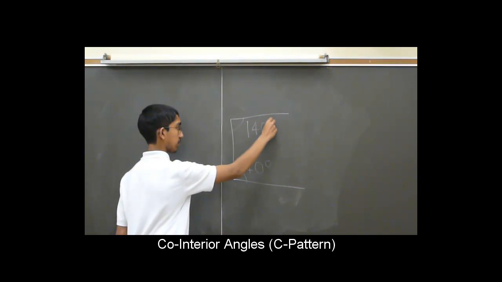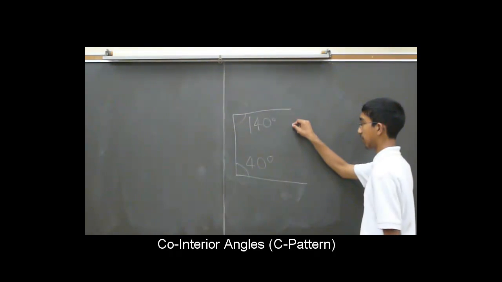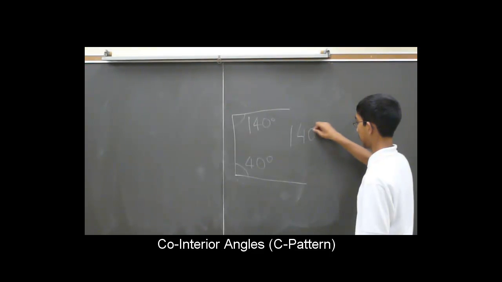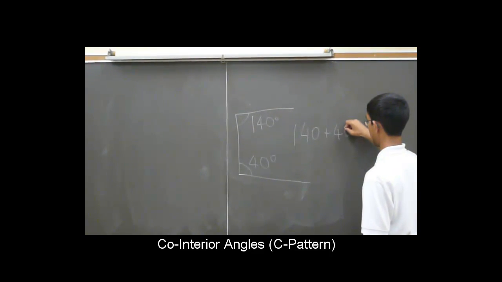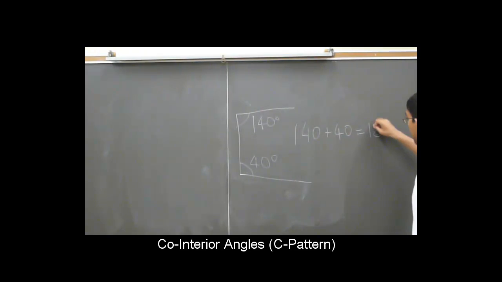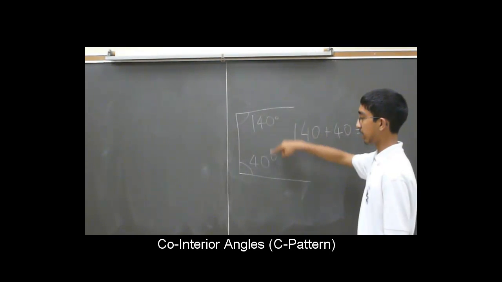This is because 140 plus 40 equals 180. And co-interior angles always equal 180.